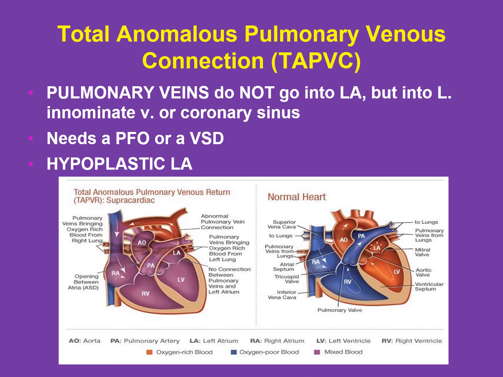And then you have the total anomalous pulmonary venous connection, or pulmonary venous return, TAPVR or TAPVC. So the main pathology here is that the pulmonary veins do not go into the LA but into the left innominate vein or the coronary sinus. So the shunt provided here would be a PFO or sometimes a VSD. And you have a hypoplastic left atrium as a result of these morphologic abnormalities.